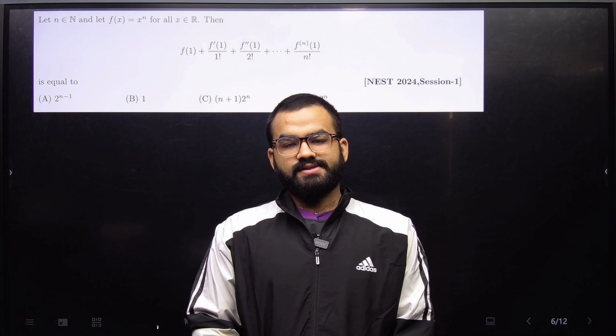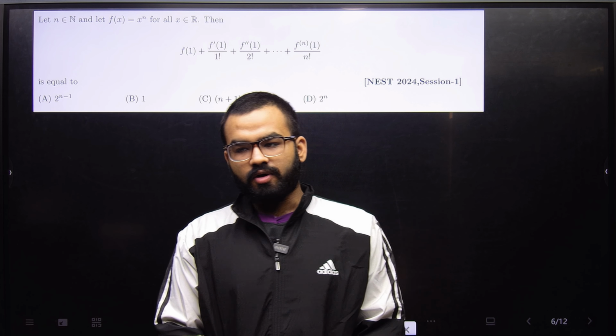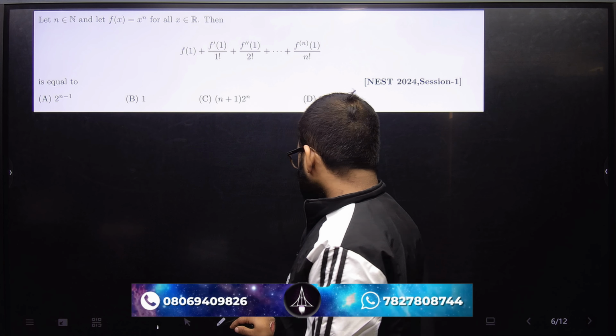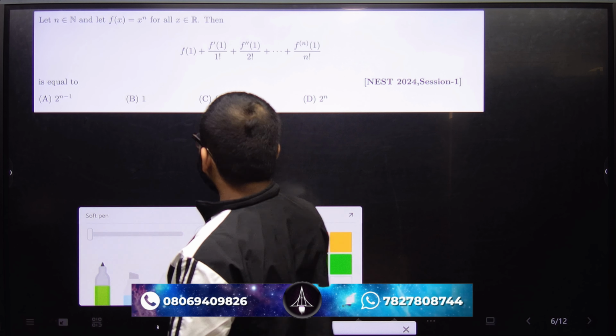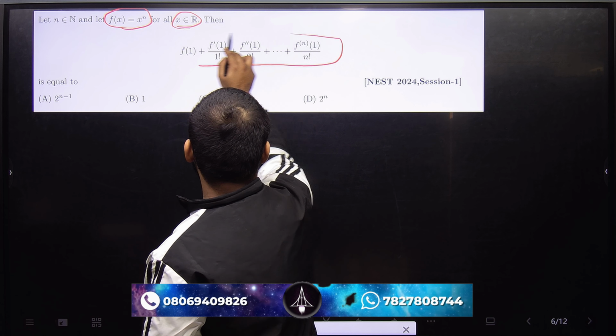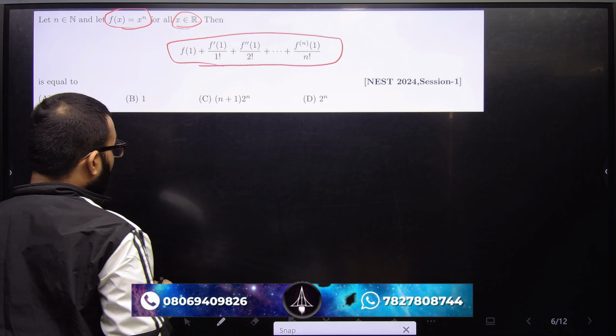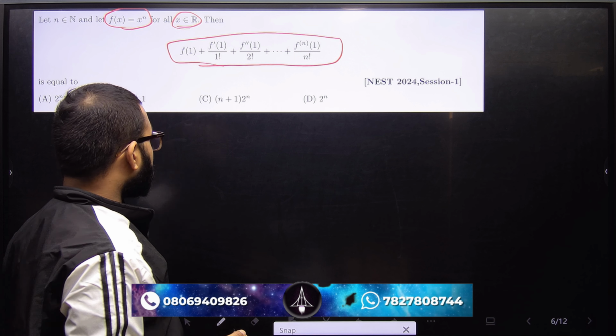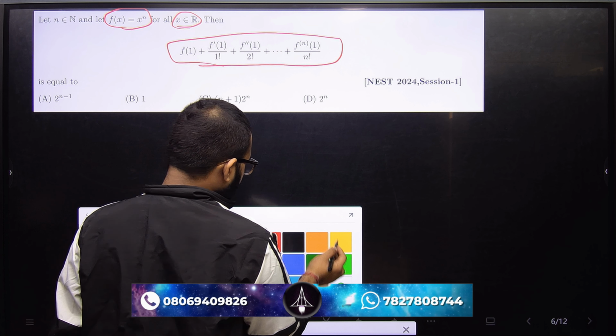So today we are discussing a NEET 2024 problem. In this problem, given that f(x) = x^n for all x belongs to real, we have to find the value of f(1) + f'(1)/1! + f''(1)/2! + ... + f^n(1)/n!.